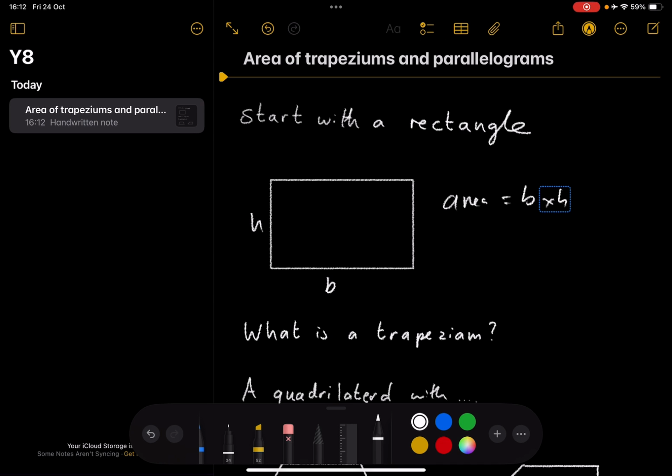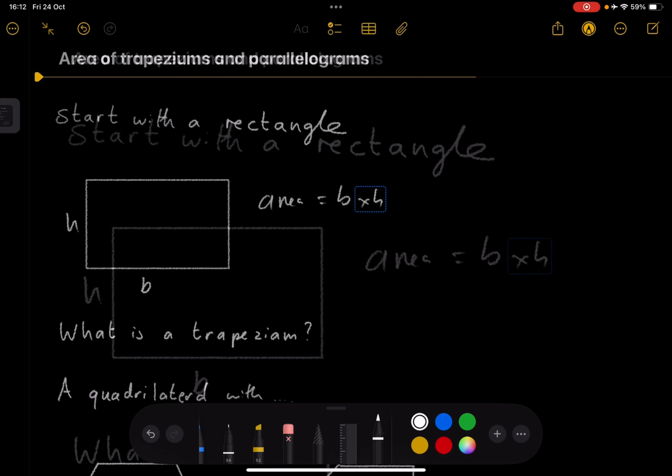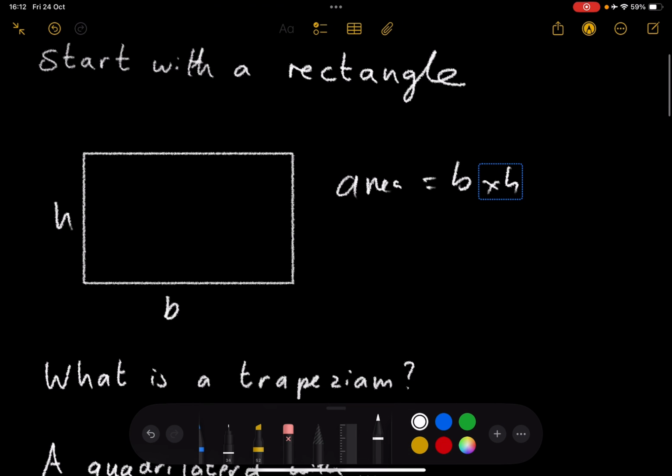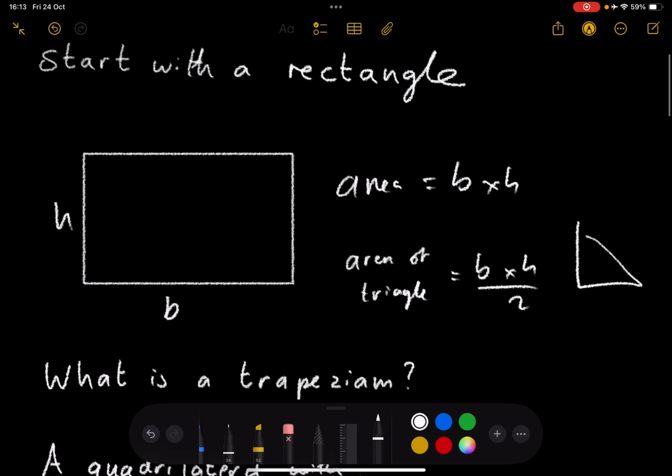Hopefully you remember as well how you get the area of a triangle. The area of a triangle is the base multiplied by the height divided by 2. Why is that? When you think about a triangle, actually any triangle, its area is just half of a rectangle with the same dimensions. We just cut it in half.